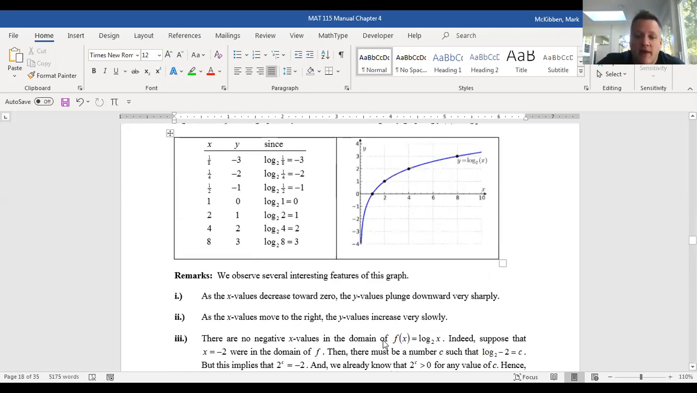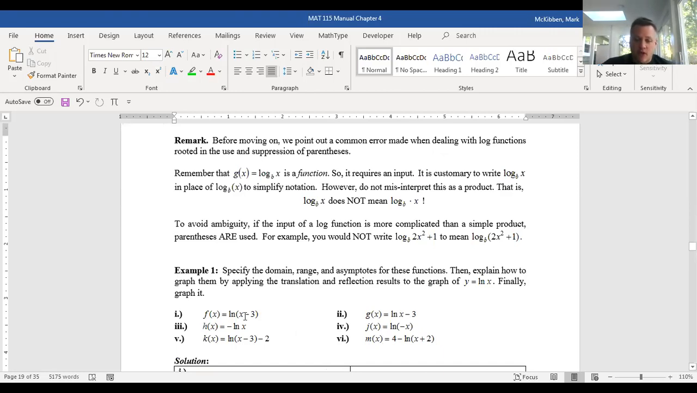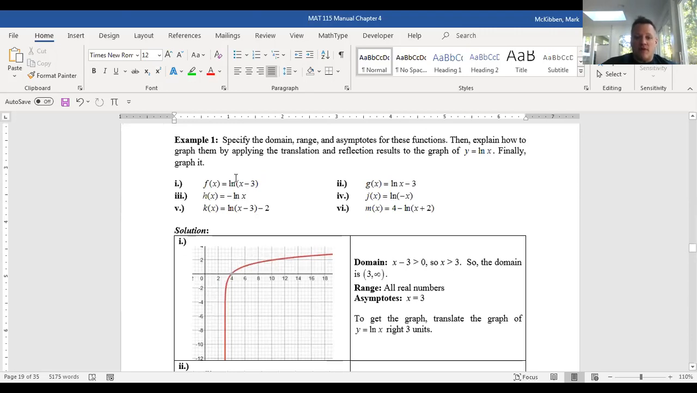Starting with that graph, let's see how we get these. For the first one, you want to make sure that the input of the log is positive. And so for the domain, the set of inputs, I'm going to require that x minus 3, that input, be positive. But remember, if you want to solve that for x, just add the 3 to both sides.